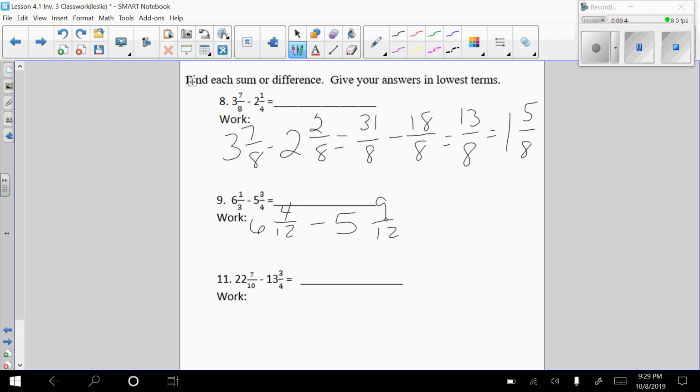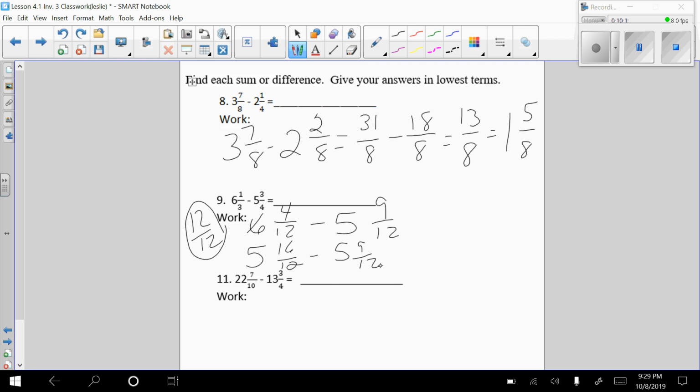Now you can see that you can't subtract 9 from 4, so I have to borrow. I'm going to borrow 1 whole from the 6. So that 6 is going to become a 5. Remember, if I'm borrowing a whole, in 12ths, I'm really borrowing 12 over 12. So remember, that's the part we're borrowing. So I have to add those numerators together. So 12 plus 4 gave me 16 over 12 minus 5 and 9/12.